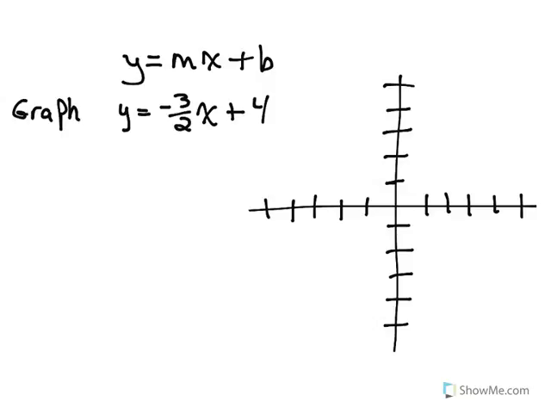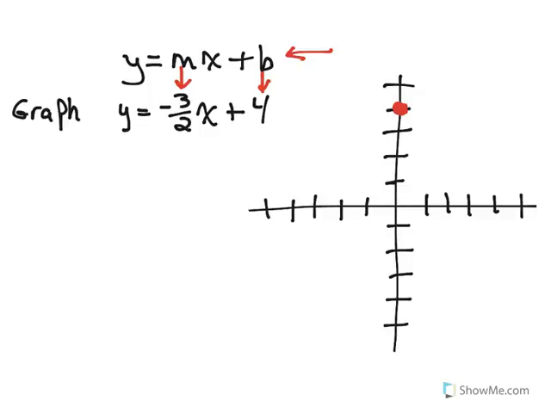Using our slope-intercept form of the equation, we are going to graph y equals negative 3/2 x plus 4. Our slope m is negative 3/2, and our y-intercept is 4. So we first find the 4 on the y-axis. That's the point where our line will cross the y-axis, and we plot that point there.